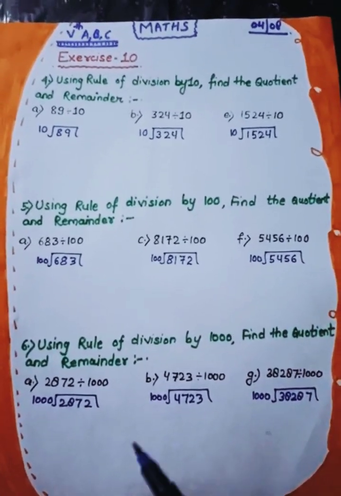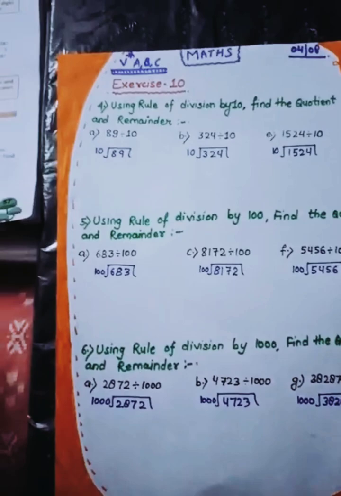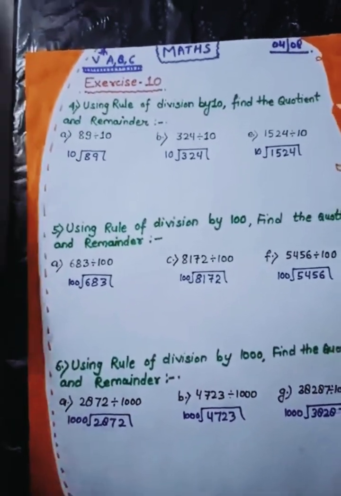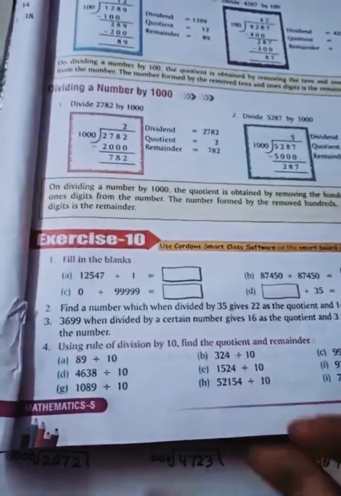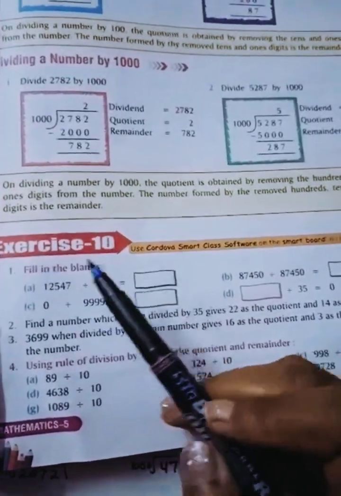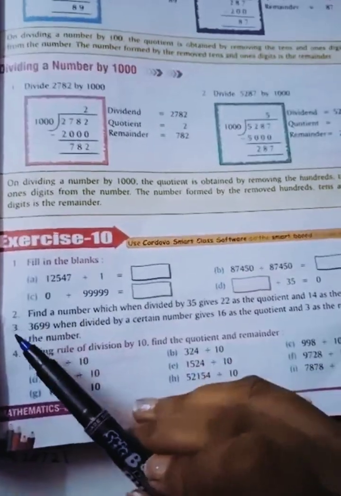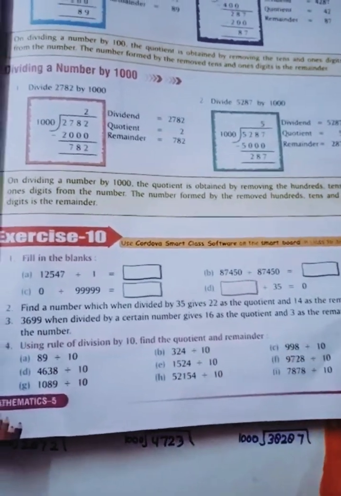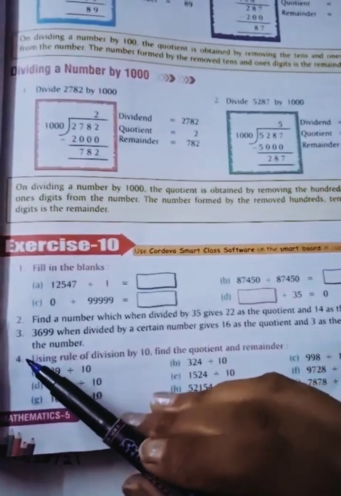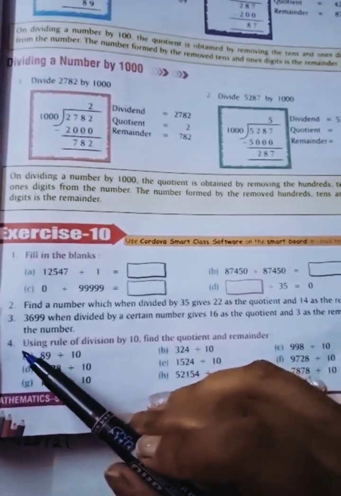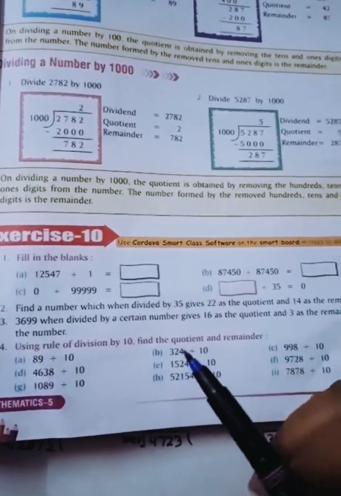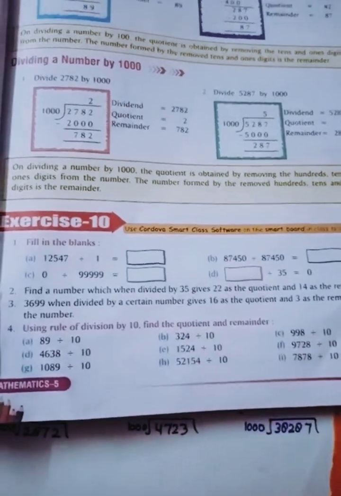Now we will begin with exercise 10, and in this exercise we are going to begin from question number 4. You can see this is our exercise 10, and question numbers 1, 2 and 3 we will not do. We'll move on directly to question number 4. So let us continue with the explanation of these sums: question number 4, question number 5 and question number 6.